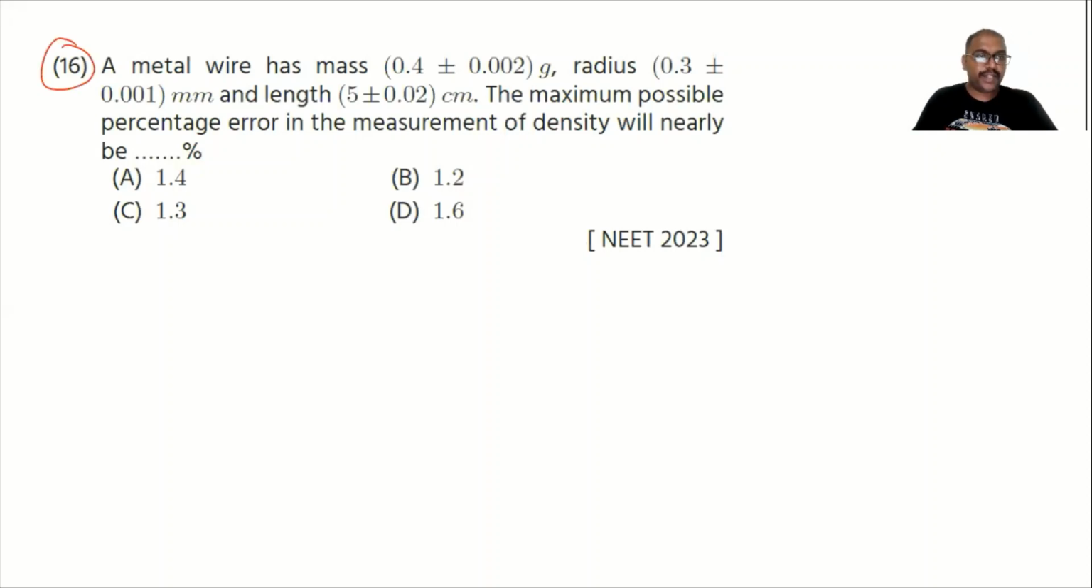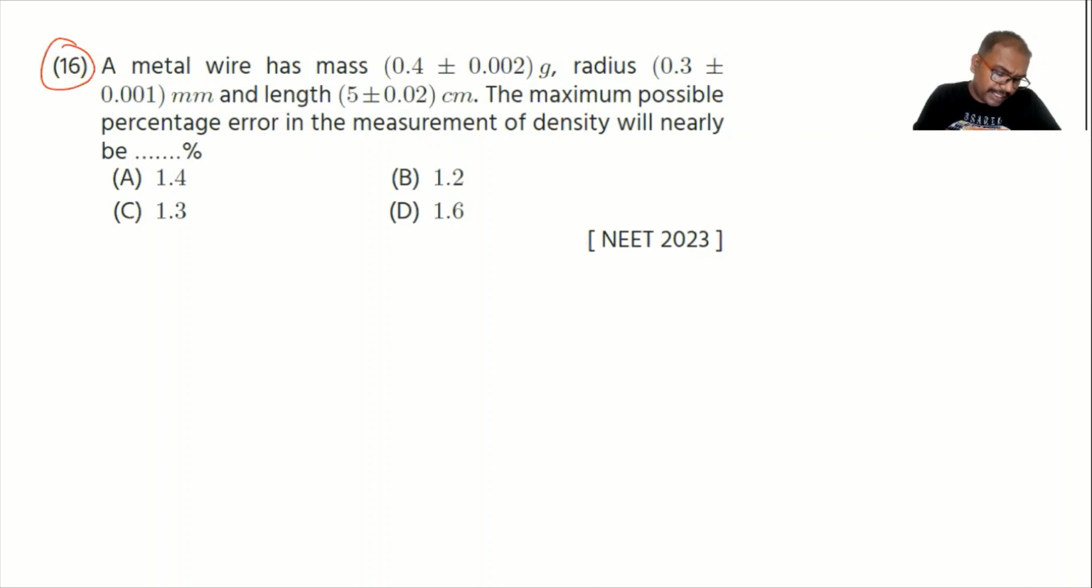Question 16. A metal wire has mass 0.4 plus minus 0.02 gram. Radius is also given, 0.3 plus minus 0.001 mm. Length 5 plus minus 0.02 centimeter. Maximum possible percentage error in the measurement of density.